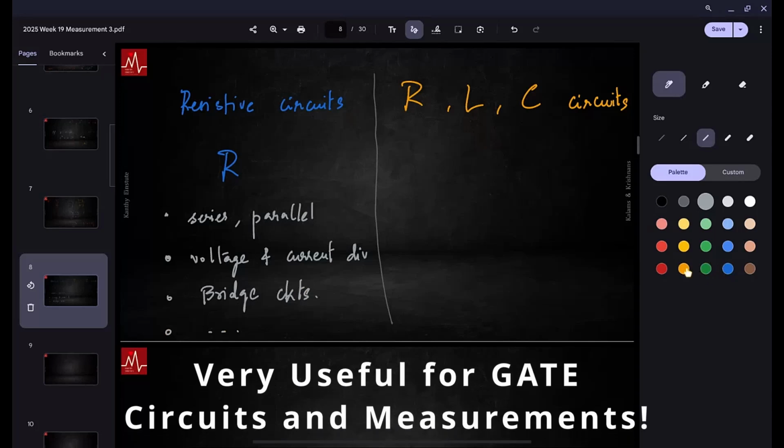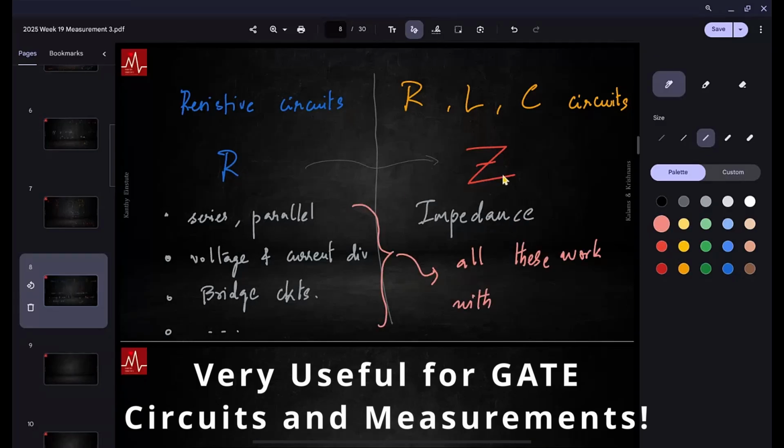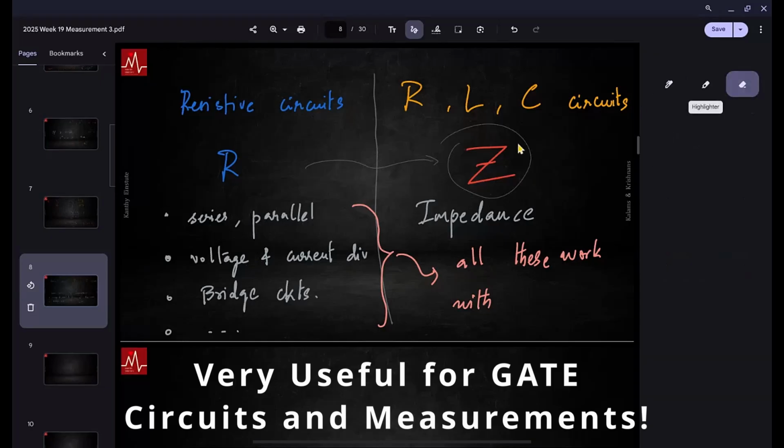Now, there is something called Z here that is analogous to a resistor here. The Z goes by the name impedance. Thing is, now any of this, instead of resistance, if you use impedance in these circuits, you can again do series parallel. This is like a resistor for circuits that have RLC elements. You can do series parallel, voltage division, current division, bridge circuits, all of that can now be handled.